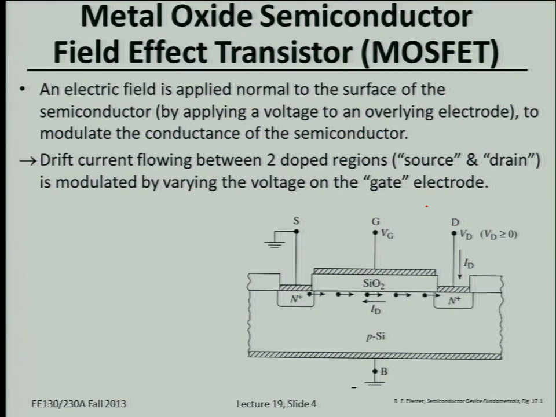In a MOSFET, you apply a voltage to the gate, and that induces a vertical electric field, which lowers the potential in the semiconductor at the surface so that electrons can flow easily into and out of the N+ regions adjacent to the MOS capacitor. Yes, question?